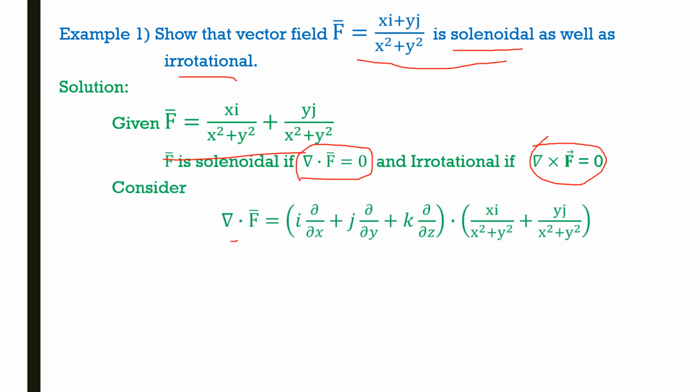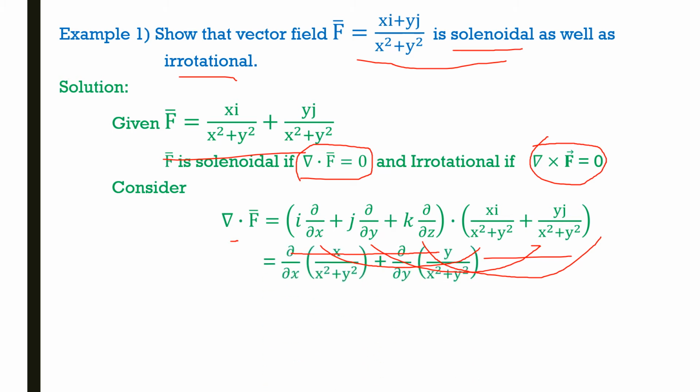Del dot f bar is i del by del x plus j del by del y plus k del by del z dot f bar. So again, f1, f2 are a1, a2 plus b1, b2, there is no c1. So the term of k is not there, so its answer is automatically 0. Therefore, del by del x of x upon x square plus y square, plus del by del y of y upon x square plus y square.